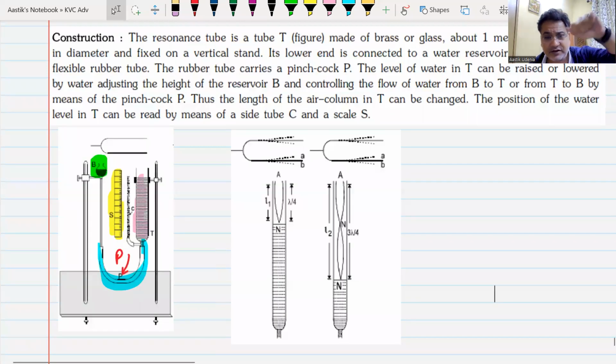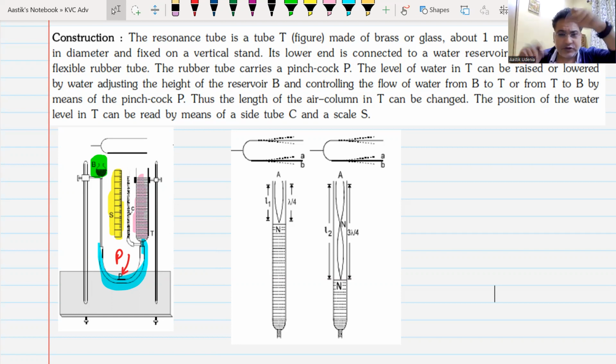Now again, remember, I have to determine the speed of sound. So how do I determine the speed of sound? I take a tuning fork and I vibrate it. Why do I vibrate it? Because I want to produce sound. Sound is getting produced, and I'm going to make this resonance tube as an organ pipe, and it is an organ pipe which is closed at one end. Yes or no?